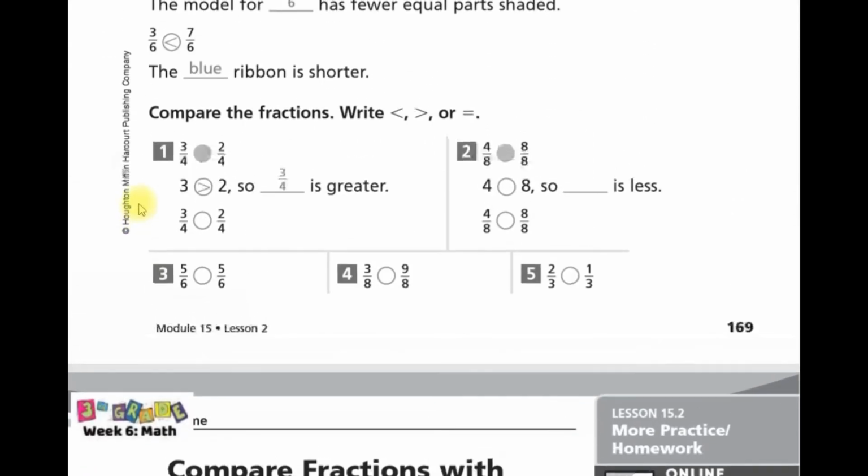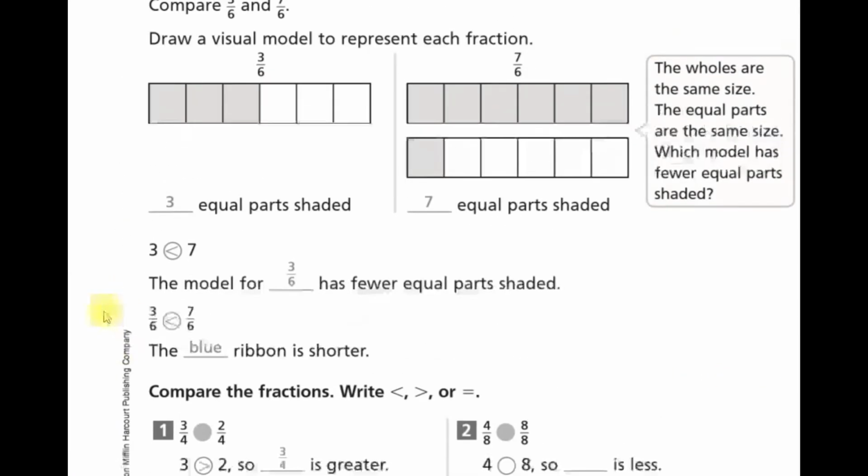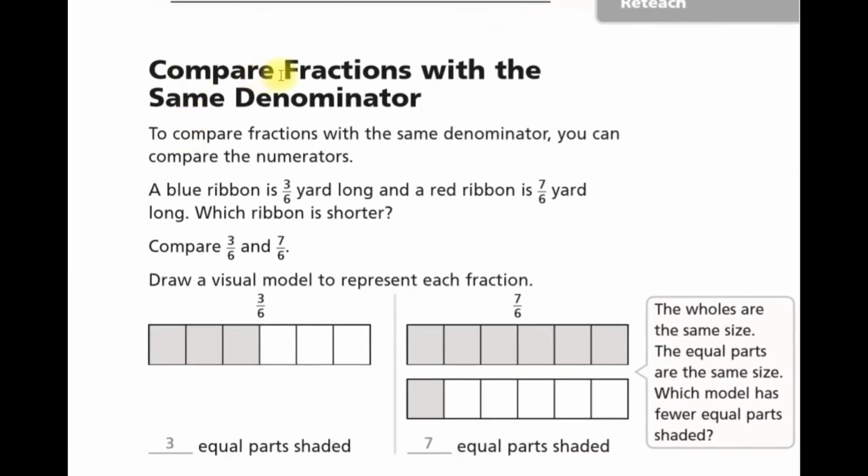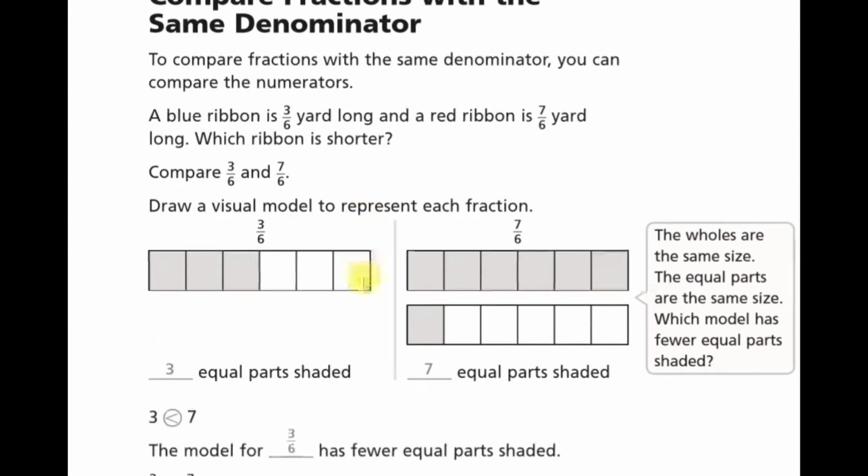We are on 169, Module 15, Lesson 2. Compare fractions with the same denominator. To compare fractions with the same denominator, you can compare the numerators. A blue ribbon is 3/6 yard long, and a red ribbon is 7/6 yard long. Which ribbon is shorter? Compare 3/6 and 7/6. Draw a visual model to represent each fraction. 3 equal parts shaded, 7 equal parts shaded.